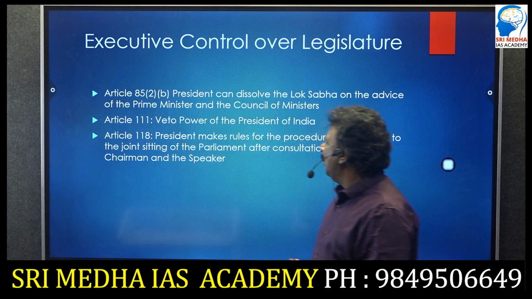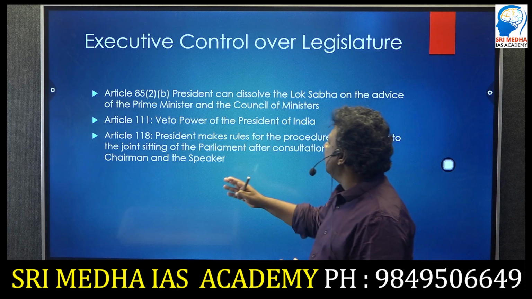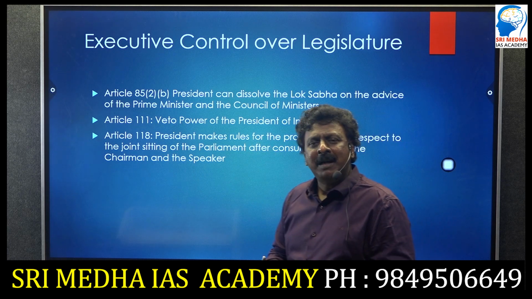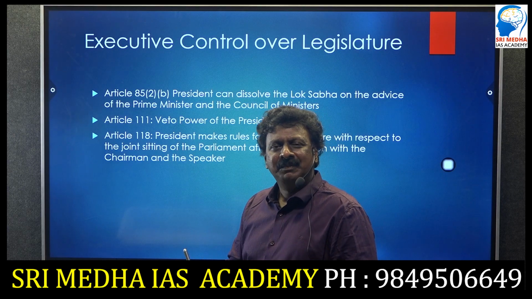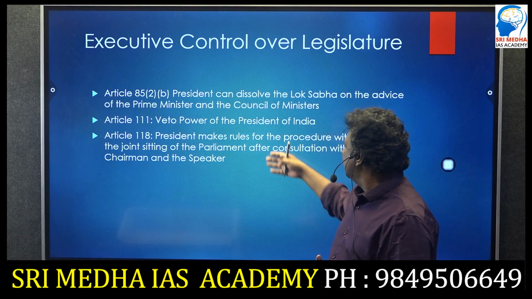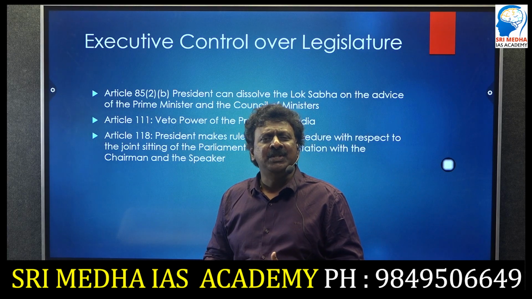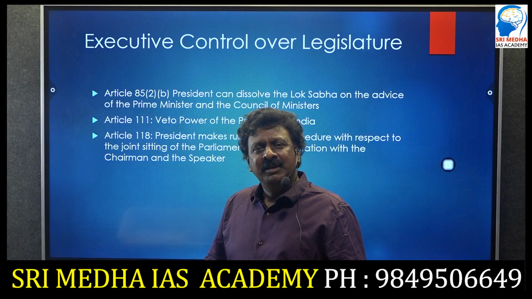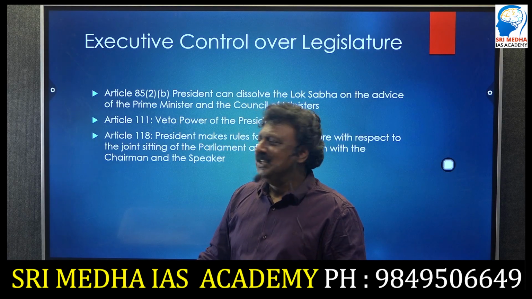Thirdly, Article 118 provides that the President makes rules for the procedure with respect to joint sitting of the Parliament. So with respect to joint sitting of the Parliament, which is held in case there is a disagreement over bills between both the houses, the President of India has the power to make rules for the procedure to be adopted at the joint sitting. These are several ways through which the President of India may impose certain checks on the exercise of power by the legislature.